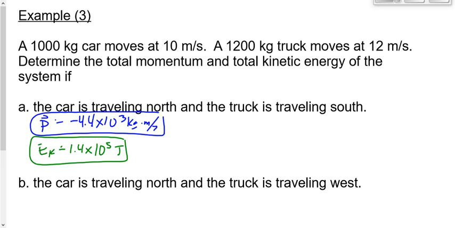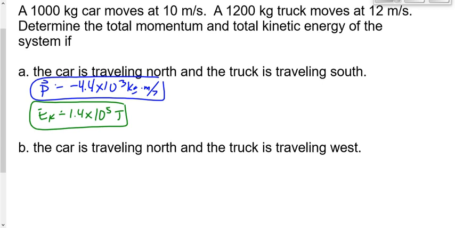So we calculated the momentum of the first one. It was positive. The momentum of the second one was negative. When we combined those, we obviously got negative 4.4. Okay, let's take a look at question B now. Same scenario, except this time the car is traveling north and the truck is traveling west. So let's see what we can do here.